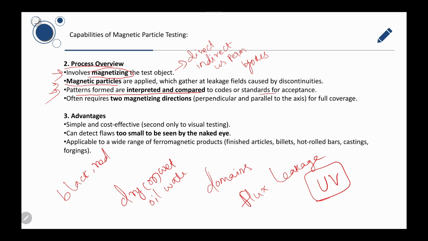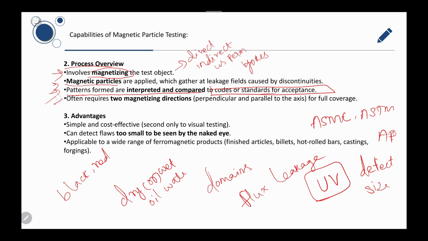When particles gather at a leakage field, they form a visible indication of the defect location, size and shape. The inspector examines these patterns and compares them to the acceptance criteria in the relevant code and standard or customer specification. For example, ASME, ASTM and API standards. These define the maximum allowable defect size depending on the part service.